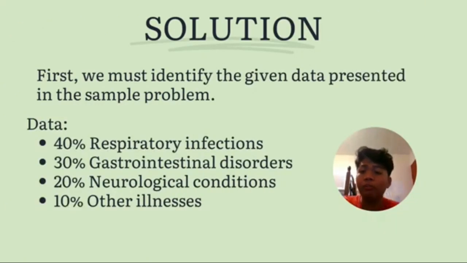Thank you, Don, for that wonderful sample problem. In order to answer this problem, we need to identify first the given data. What Don provided us was the 40% respiratory infection, 30% gastrointestinal disorders, 20% neurological conditions, 10% other illnesses. If you add up all of the illness percentages, they all add up to 100%.